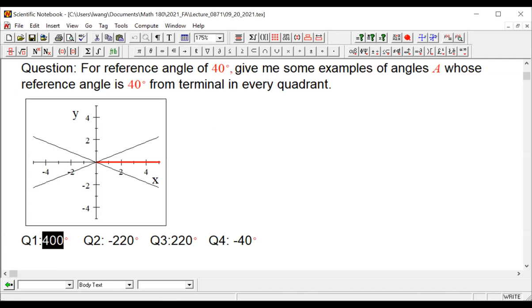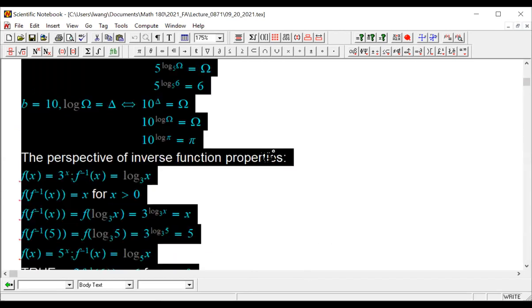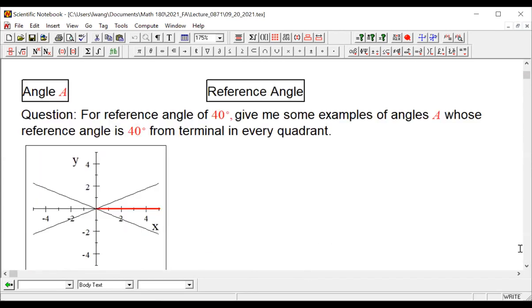Also from each quadrant, right? So this is Chris' work. Your example has to be different. Good job, Chris. I just need one more. Q1, Q2, Q3, Q4.